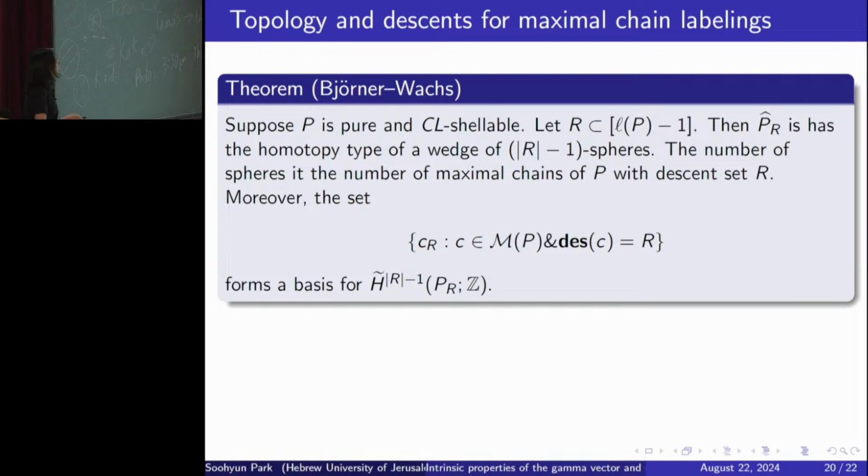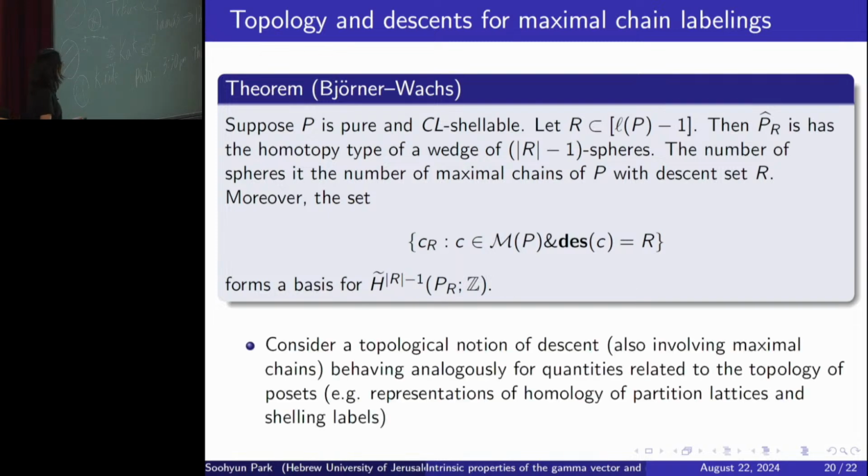And CL-shellable, I'm not going to describe this in detail, but often this family of labeling results comes up if you want to try to understand the order complex of the poset. There's this condition called shellability on simplicial complexes, which basically says that there's a certain nice way of building your simplicial complex facet by facet, where at stage k, your facet intersects whatever you had at stage k minus 1 in a nice way.